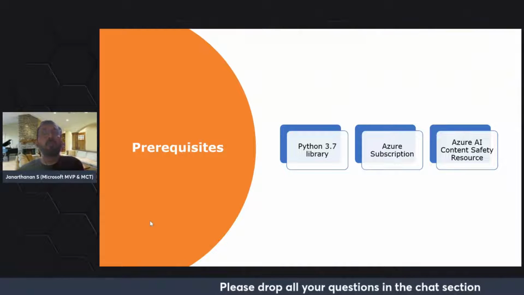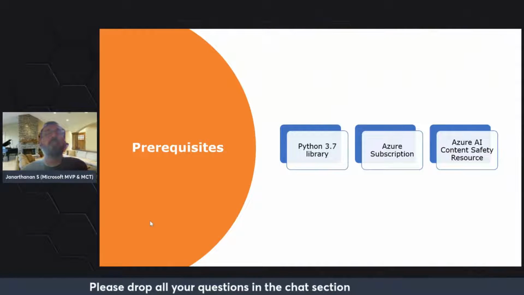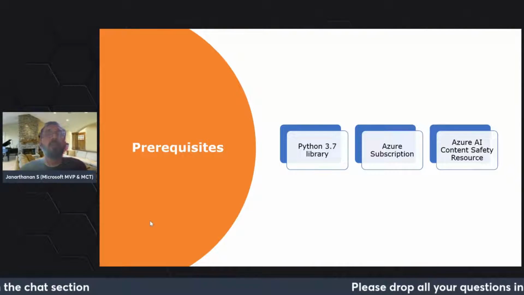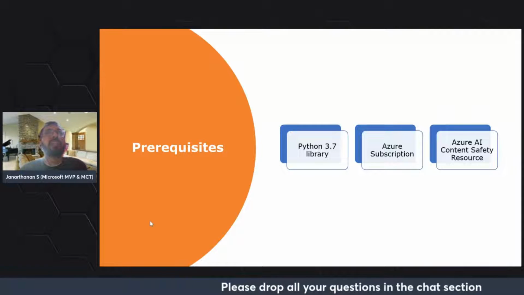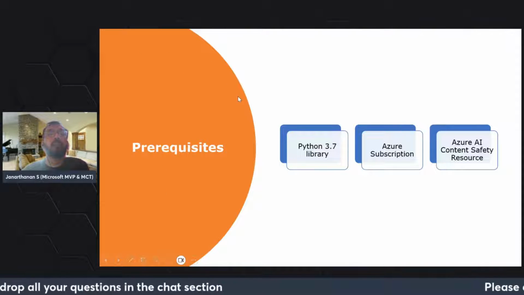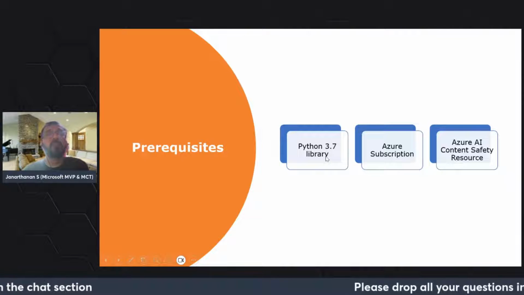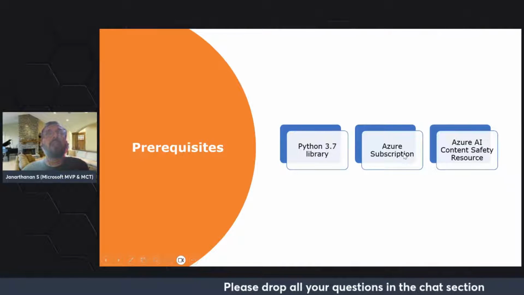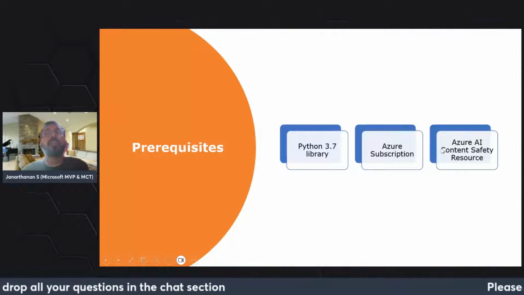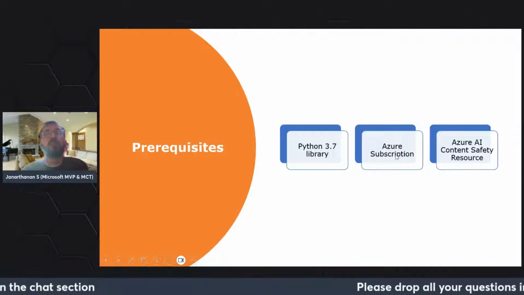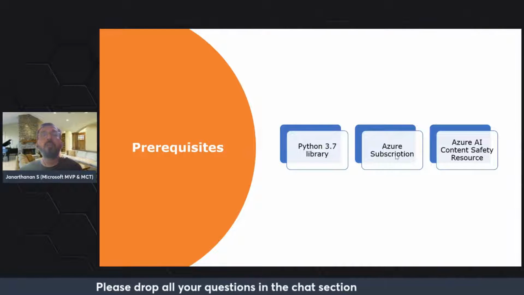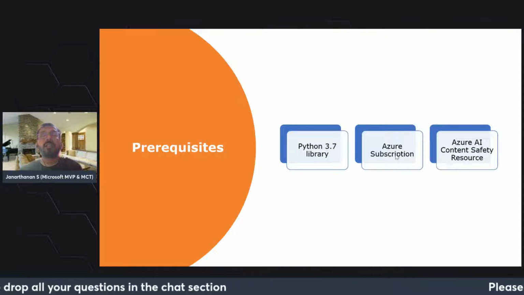So how will we be able to build a custom solution using Content Safety Studio? In order to build any custom solution, you need three important prerequisites. Number one, you should have Python 3.7 or a higher version of Python. The second one, you should have a valid Azure subscription. And finally, you should have the Azure AI Content Safety resource, which we have to create from the Azure portal. These are the three major prerequisites required in order to build a custom solution.